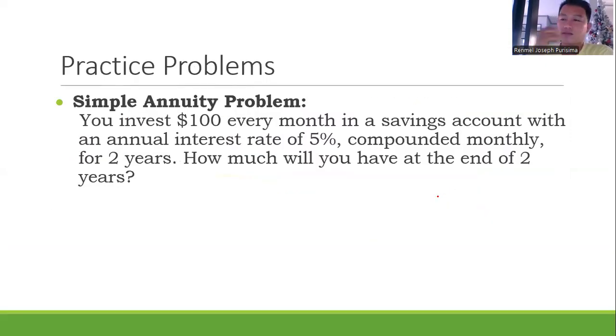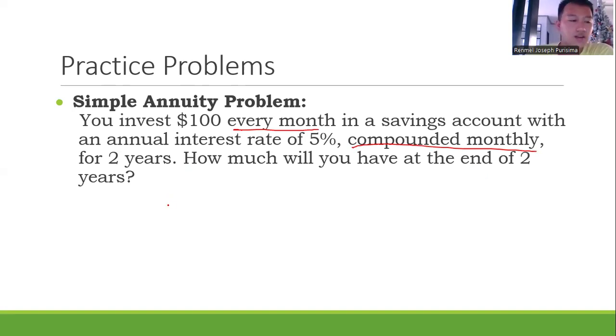Now, let's have practice problems. You invest $100 every month in a savings account with an annual interest rate of 5% compounded monthly, for 2 years. How much will you have at the end of 2 years? This is an example of a simple annuity because you are investing every month and the interest rate is compounded monthly.